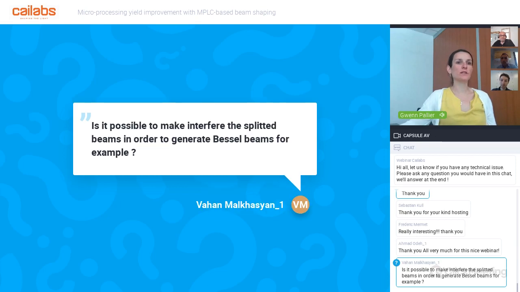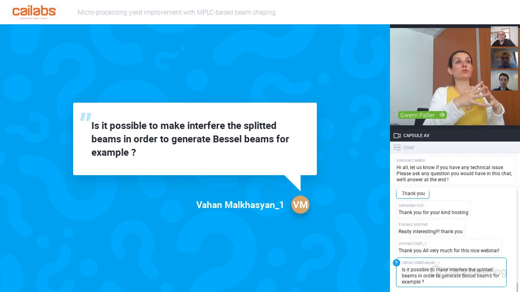And I see that there is one complicated one after that. Is it possible to make the split beams interfere in order to generate Bessel beams, for example? This is not an easy one. I can try to answer, but if you want to add some things afterward, you may add some inputs as well. If you want to generate Bessel beams, basically you have to have interference based on a conical phase beam. So most of the time you generate it with something conical, like a conical axicon in a reflective way. This is the way we do it at Cailabs.